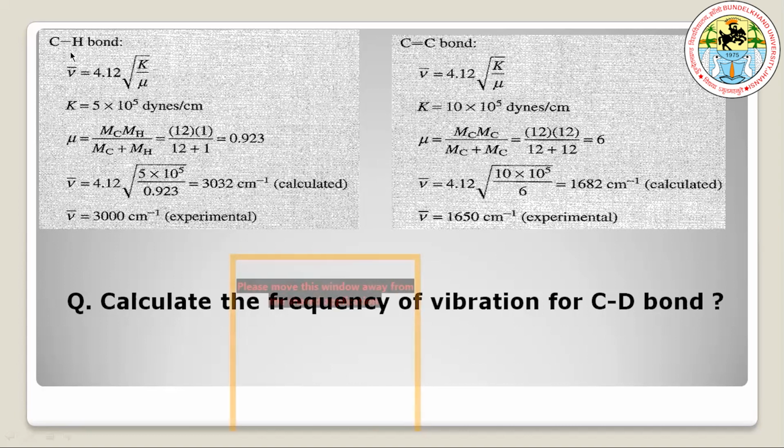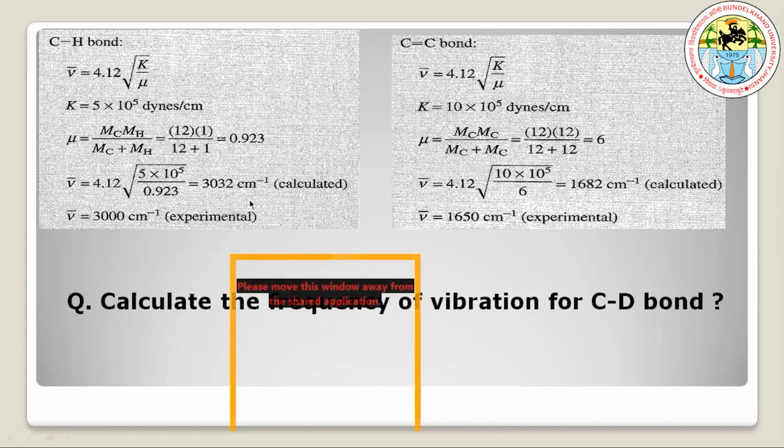Suppose you would like to calculate the bond frequency of CH. You directly apply this formula, nu bar is equal to 4.12 under root k by mu. K is 5 into 10 to the power 5 dyne per centimeter. The value of mu is m1 m2 upon m1 plus m2, where the mass of carbon is 12 and the mass of hydrogen is 1, and you calculate the value of mu. Finally, the calculated value comes to 3032 centimeter inverse.